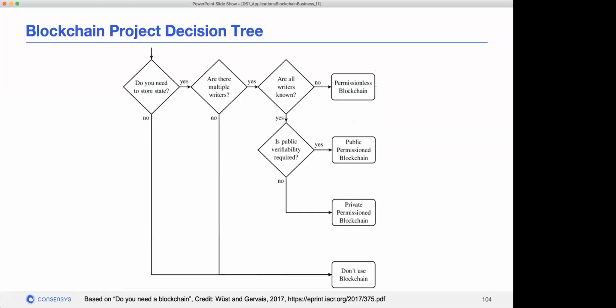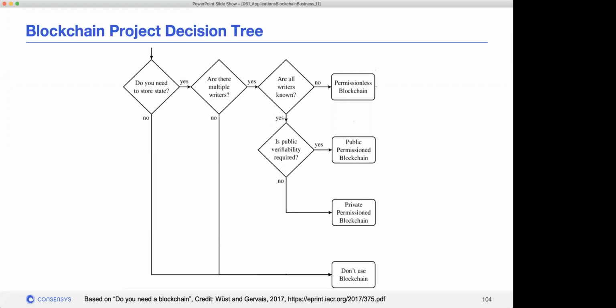So Wüst and Gervais came up with a decision tree, and I've modified it a bit because I don't like the decision tree. And I think this is closer to what we've got here in 2020. So if you're handed a blockchain project, or if you're evaluating a project and thinking, does it make sense to use a blockchain? Think about this diagram here.